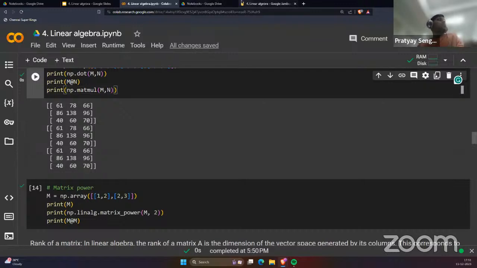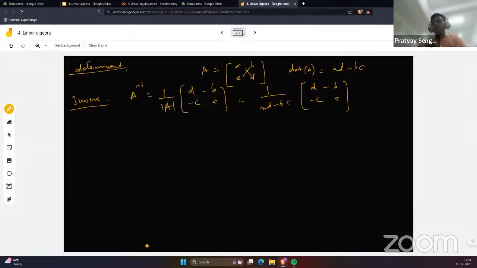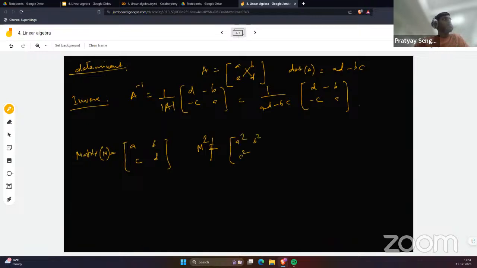So another thing is matrix power. What's the matrix power? If you have a matrix, say A, B, C, D, so this is called M. M square is not equal to A square, B square, C square, D square. You have to do M cross M, that is A, B, C, D cross A, B, C, D. Then you have to find what all will be the answer.